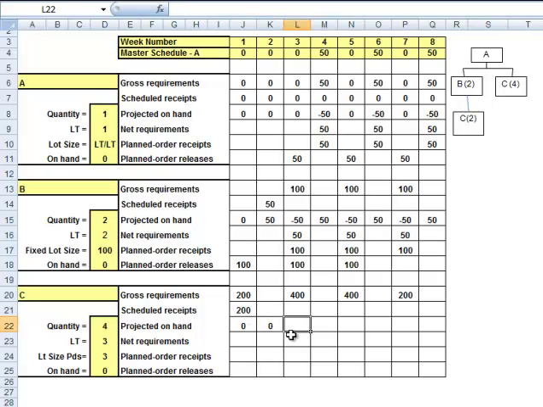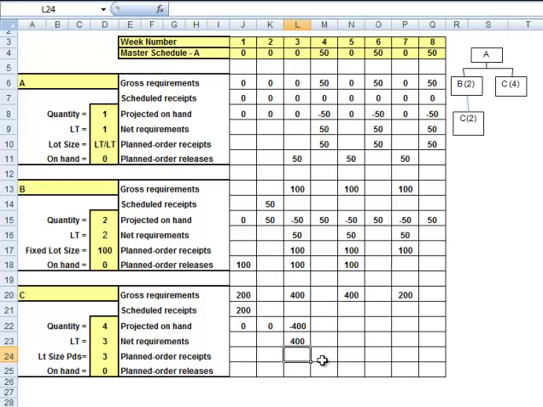Going to the third time period, I have 0 minus 400 plus 0, and that's going to give me a projected shortfall of 400. So for C's, I'm going to run out in time period 3. That's where I have my material shortage problem. So my net required is going to be 400 in time period 3.